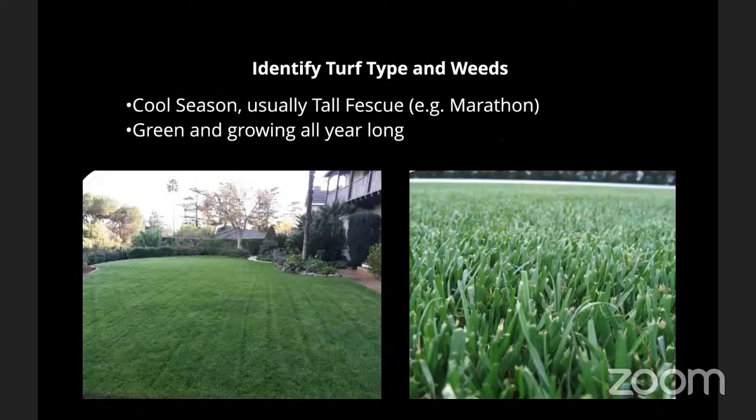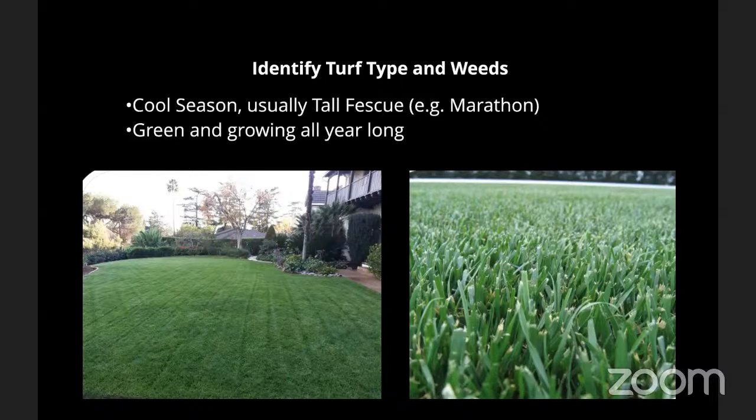But first, what you want to do is identify your turf type and any primary weeds that you have. And again, on the full workshop, we spend more time on this, but the broad strokes are, you want to know if you have cool season or warm season turf. Cool season turf is green and growing all year long. Usually in Southern California, it's going to be something like a tall fescue or a tall fescue blend.